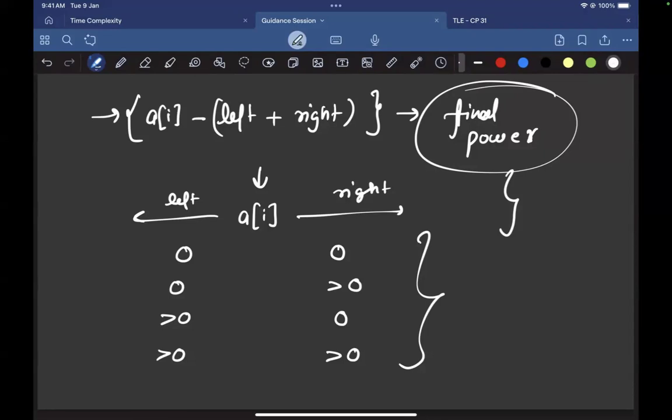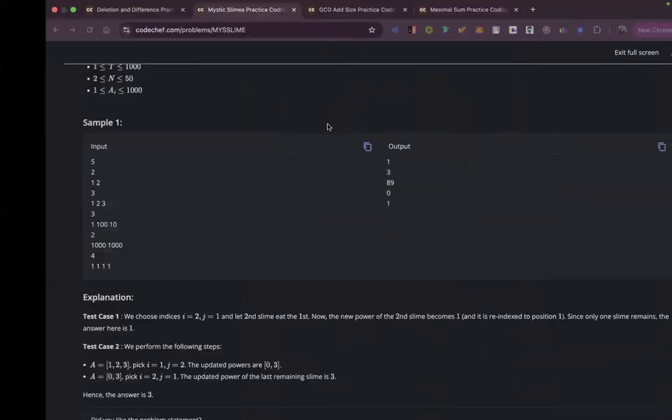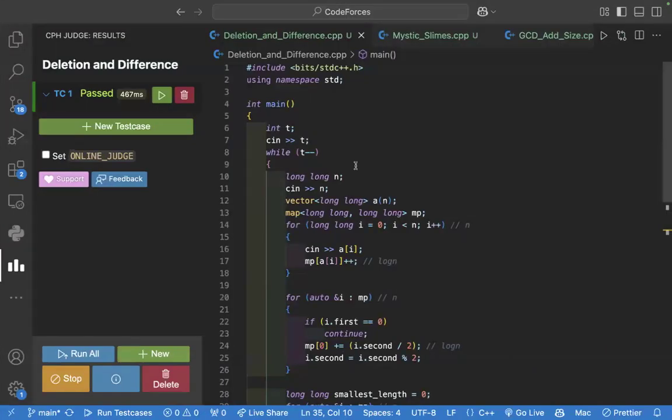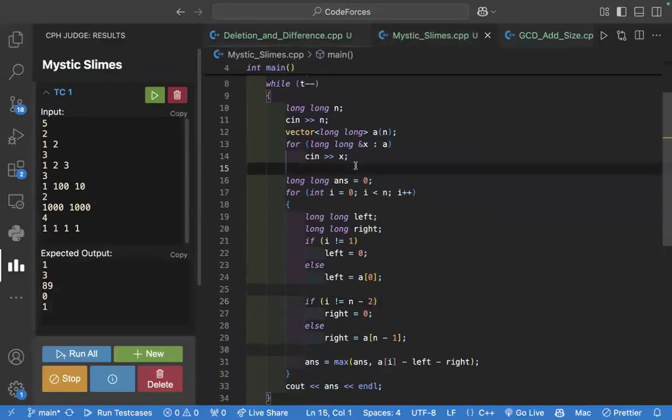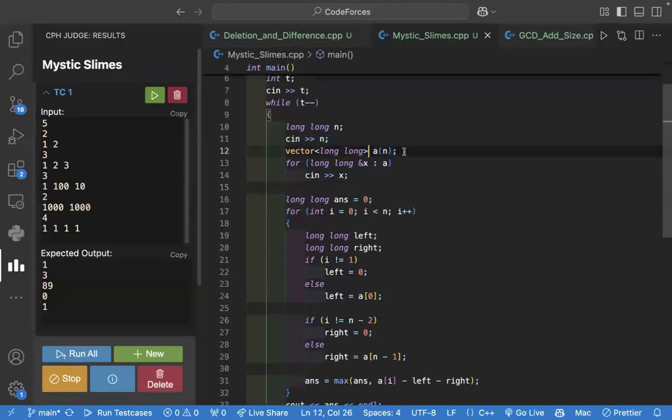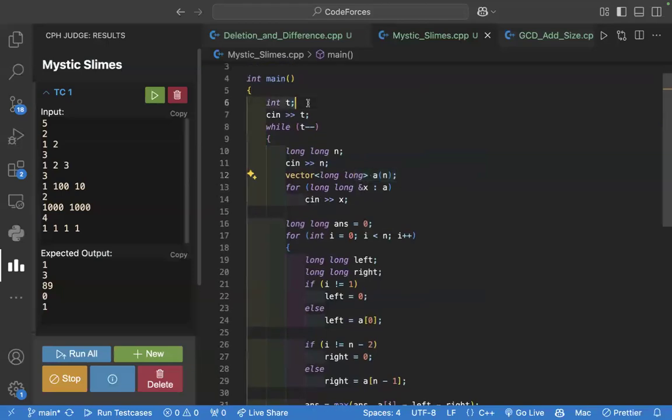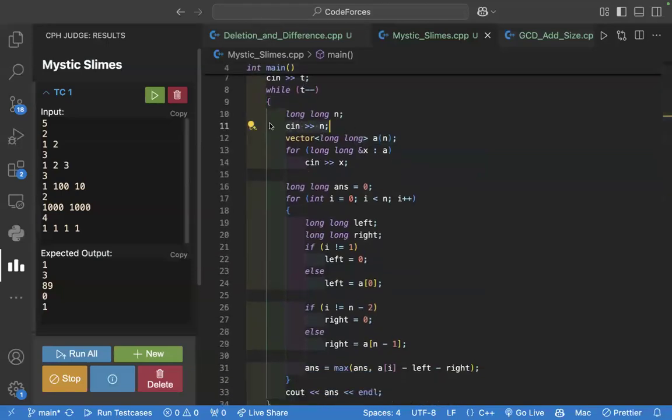Okay. Clear. Let's move on. Next question. Let's see the code first. Now, this is the code. What I'll do is I'll take the array input, I'll take the test case input, I'll take the n input, and I'll take the, yeah, Kanishk, please do ask me.